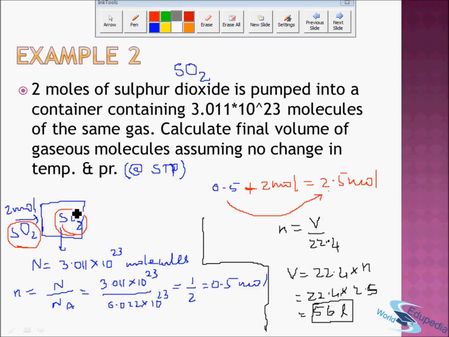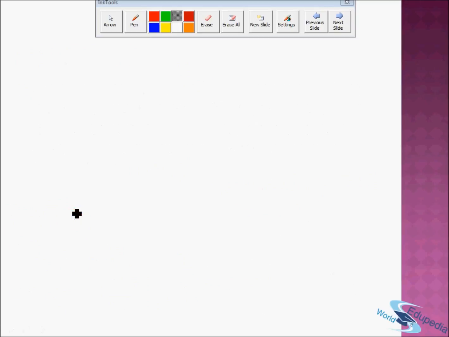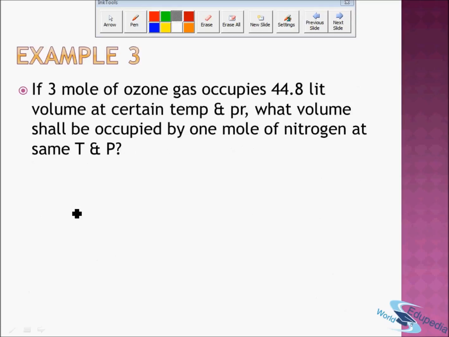Okay, let's see another last example on Avogadro's law. In this example you have 3 mole of ozone gas which occupies 44.8 liter volume at certain temperature and pressure. What volume shall be occupied by 1 mole of nitrogen at the same temperature and pressure?